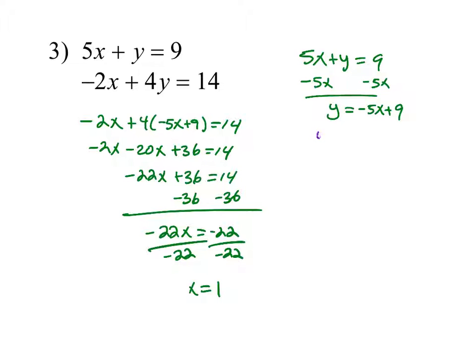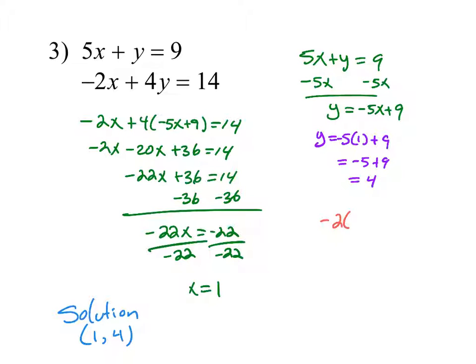Now I'm going to plug the 1 in here. So y equals negative 5 times 1 plus 9, so negative 5 plus 9 equals 4. My solution is the point (1, 4). Let's check the work: negative 2 times 1 plus 4 times 4, so negative 2 plus 16, and 14 equals 14. So this is my solution.